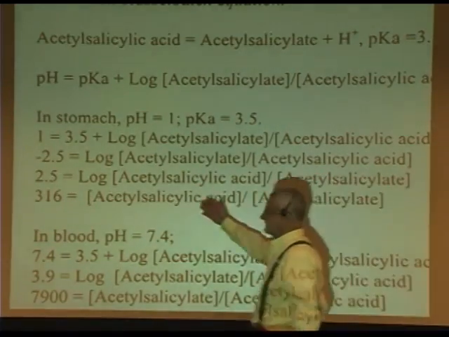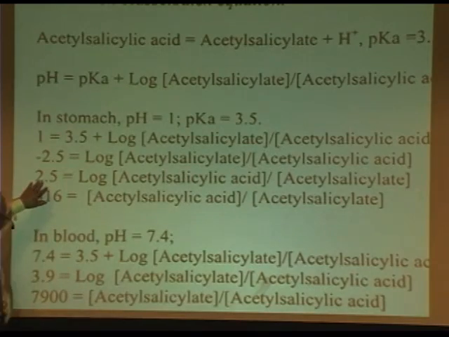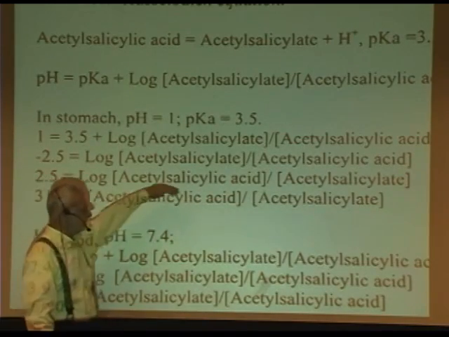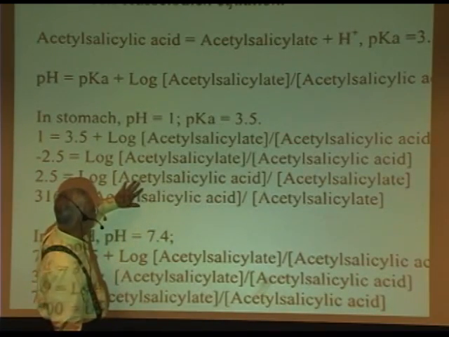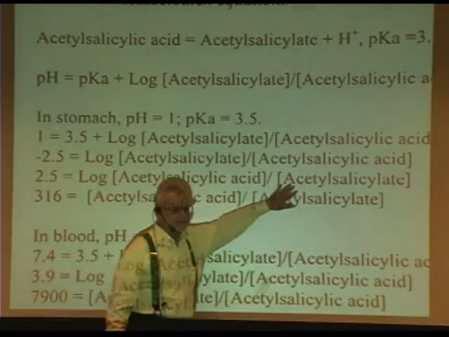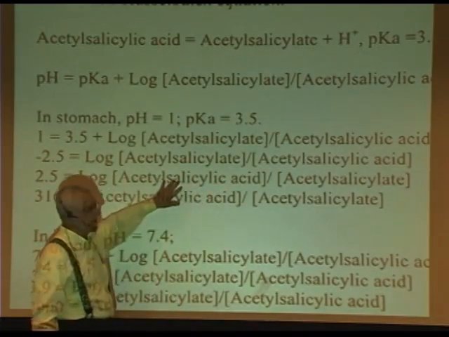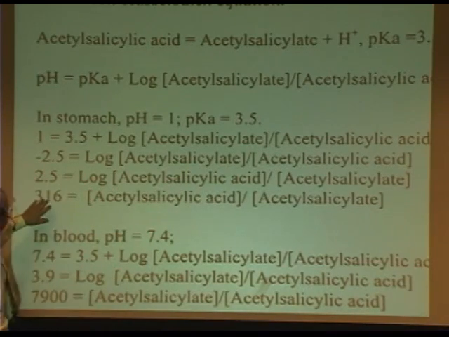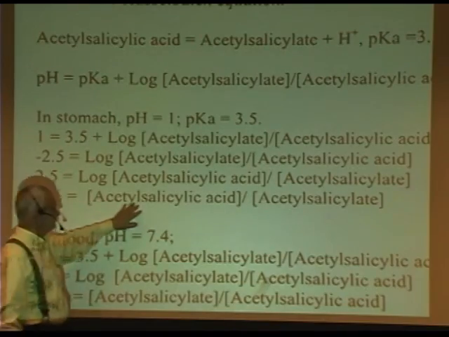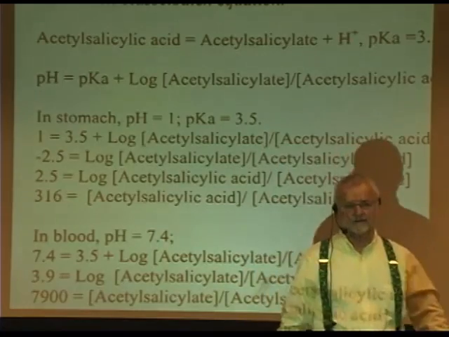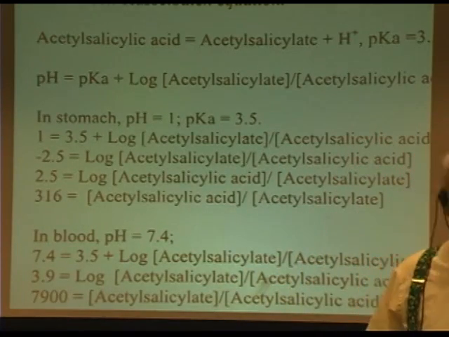And the minute you look at this, you say 2.5, well, that's between 2 and 3. If this is 2, this value has to be 100. If this is 3, this value has to be 1,000. So somewhere, we know that this ratio is between 100 and 1,000. So right away, I can tell you I have a lot more of this acid. But we'll solve it. When we solve it, it turns out that there's 316 molecules of the acid for every molecule of the salt in the stomach at pH 1.